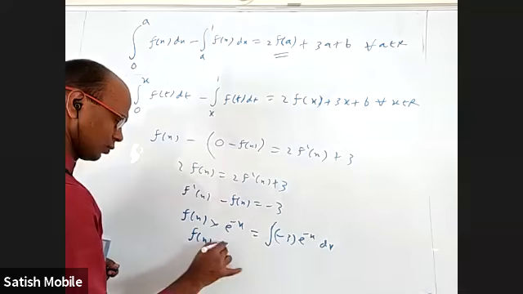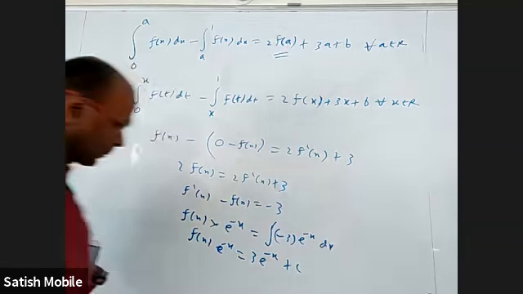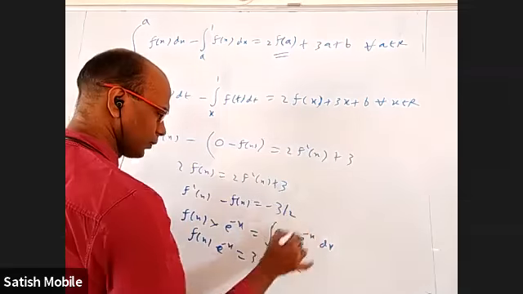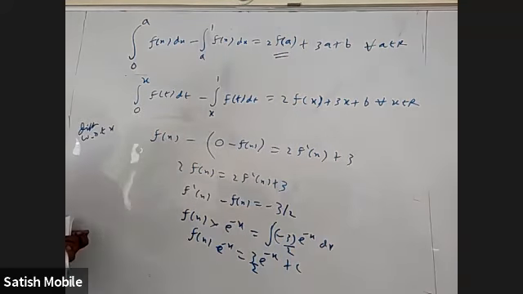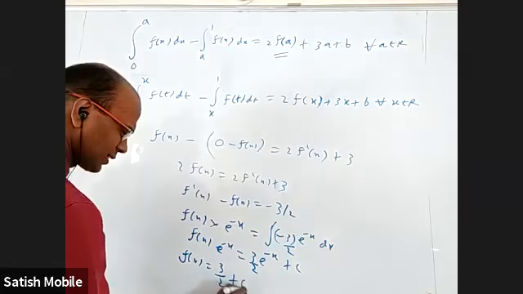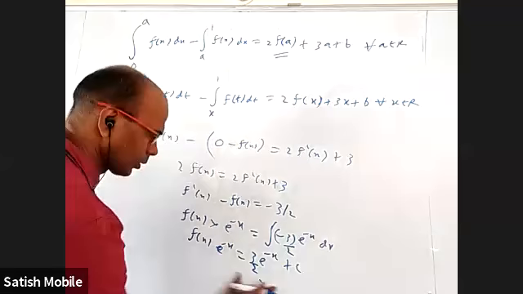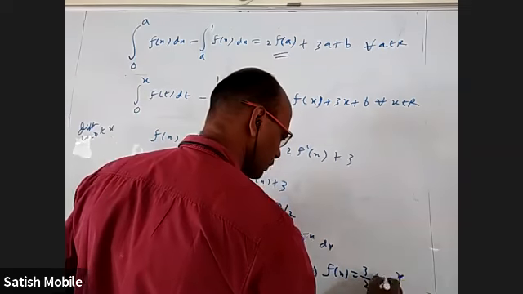So f of x into e power minus x is equal to, this integral is 3 e power minus x plus c. It is not 3, sorry, this is 3 by 2. So if I send that e power x to that side, I will get 3 by 2 plus c e power x. F of x is equal to 3 by 2 plus c into e power x.